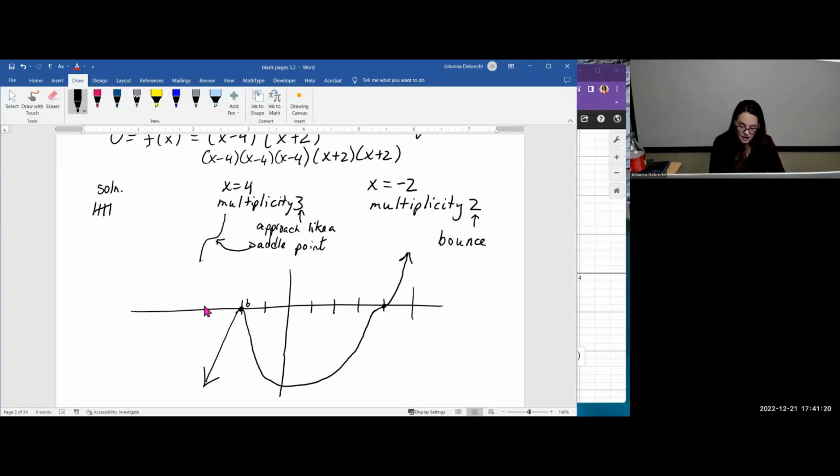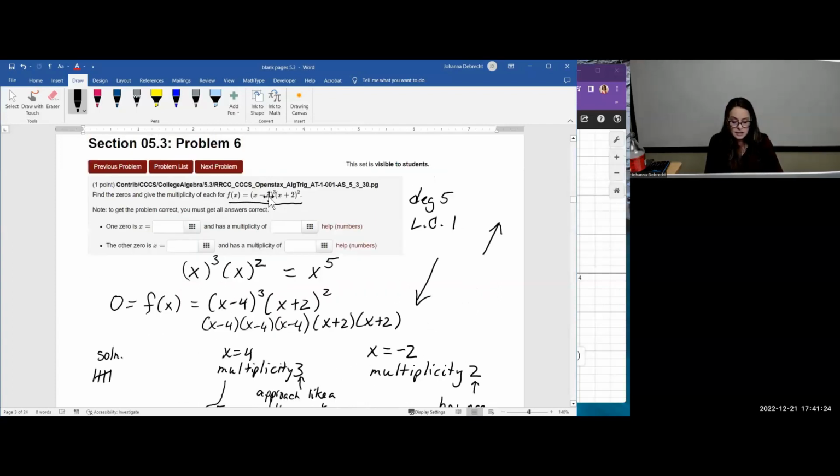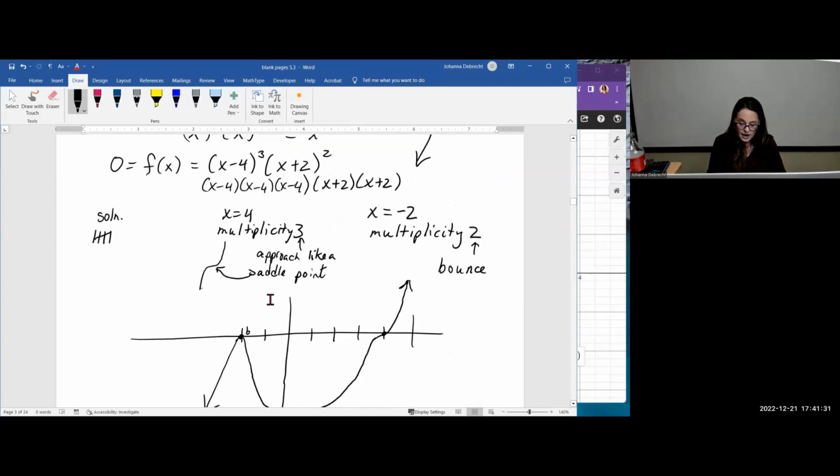Now, what is this value down here? I don't know, but I can find it, right? So the easiest thing to do to find that, of course, is the y-intercept. So to find the y-intercept, I'm going to let x equal 0. So this would give me negative 4 cubed times 2 squared. Now, negative 4 cubed is negative 64, and 2 squared is 4, so I get negative 256.